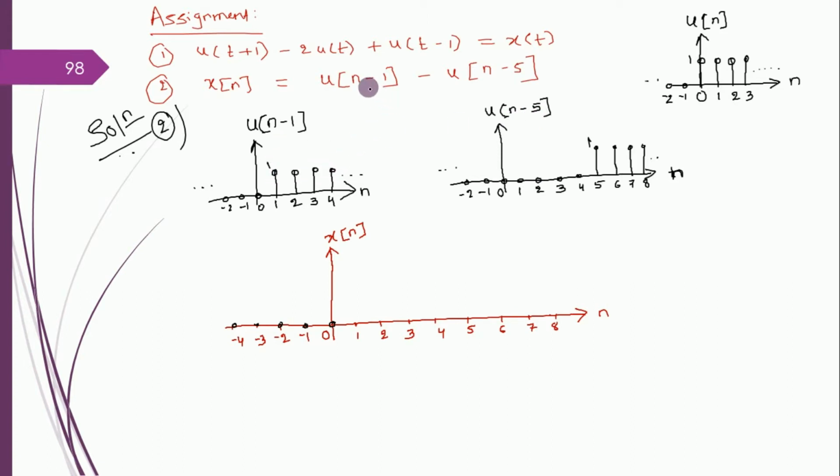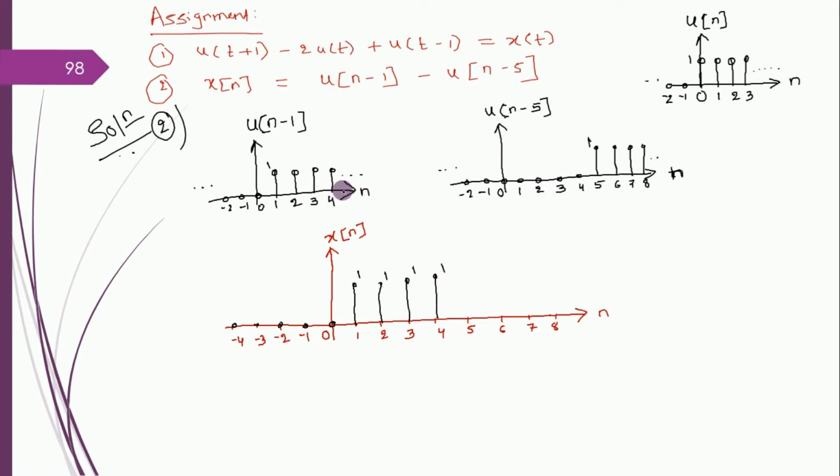So what I am supposed to do with this signal, for example, if I consider n is equal to 1, u of n minus 1 is 1, u of n minus 5 is 0. 1 minus 0 is 1. So here I'll get the amplitude 1. Similarly at 2, here it is 1, here it is 0, 1 minus 0 is 1. Similarly for 3, 1 minus 0 is 1. Similarly at 4, 1 minus 0 is 1.